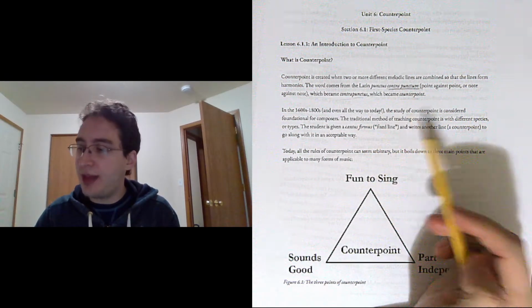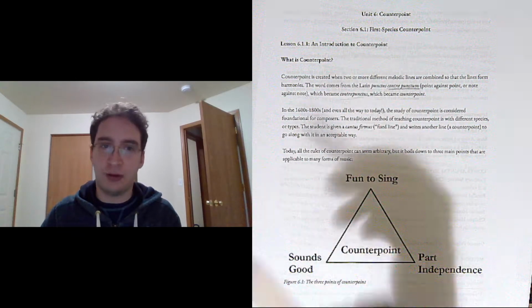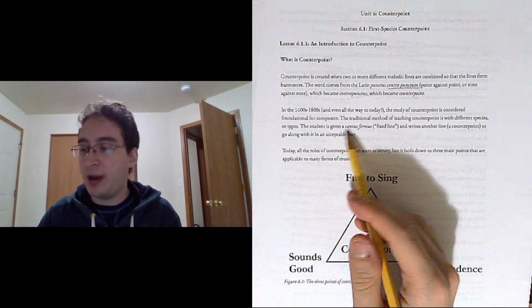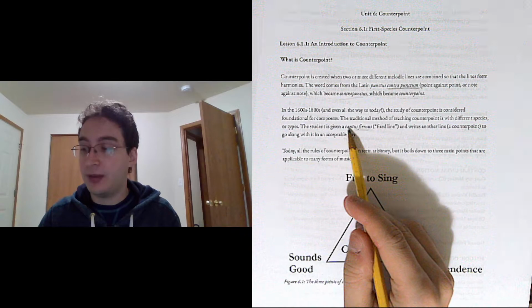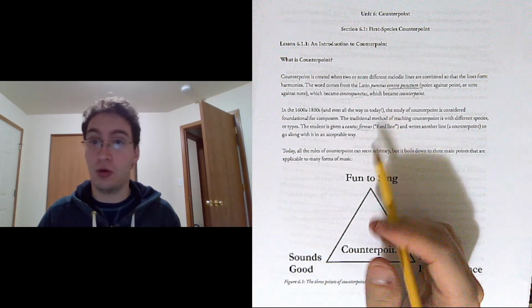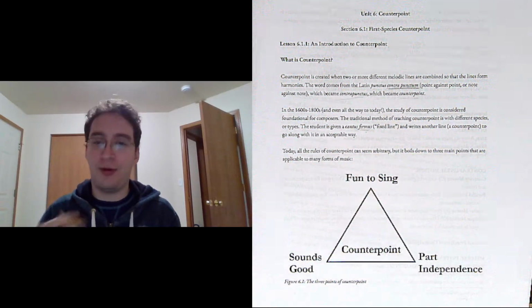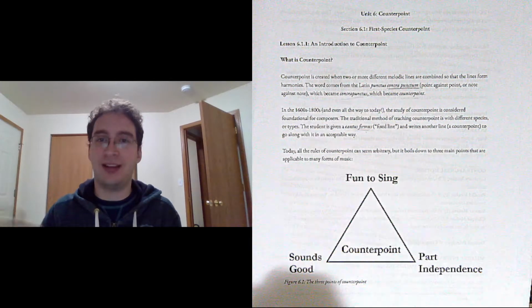So the traditional method of teaching counterpoint is going through a series of types, either 4 or 5 different types, where I give you a line called the cantus firmus, or the fixed line, because Latin is hip and cool. And you, as a student, write another line that sounds good with it. So I give you a melody, you write another melody that sounds good with it.